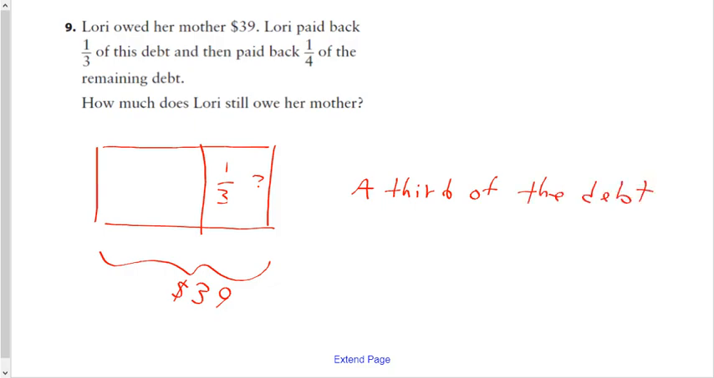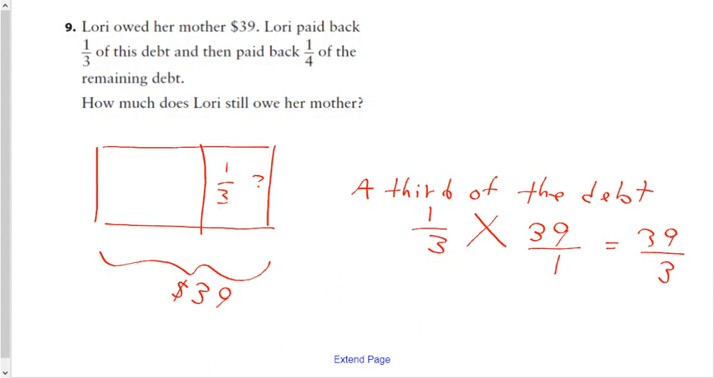And when I think about this, I can translate that English sentence to mathematics. A third of is always multiplication. And if I think about what the debt was, it's $39. So that one sentence, a third of the debt, can be translated to a third times 39. When you have a whole number, it's easiest to sometimes write it as a fraction over 1 because then your algorithm is consistent. Multiply your numerators, you get 39. Multiply your denominators, you get 3.